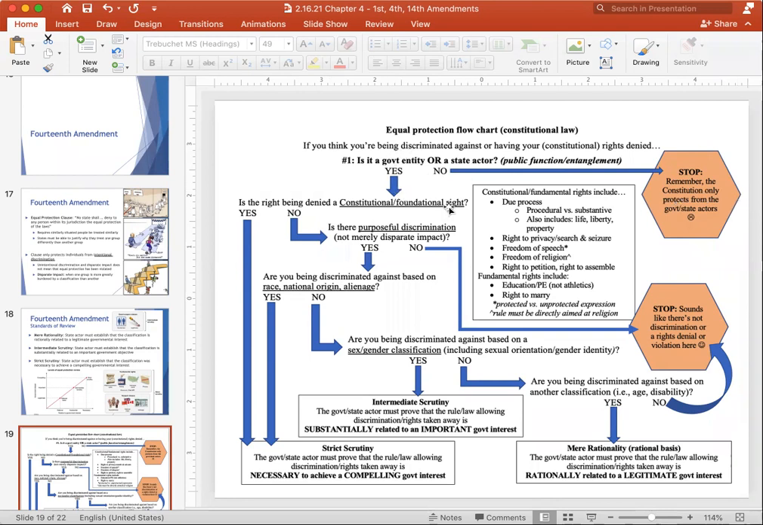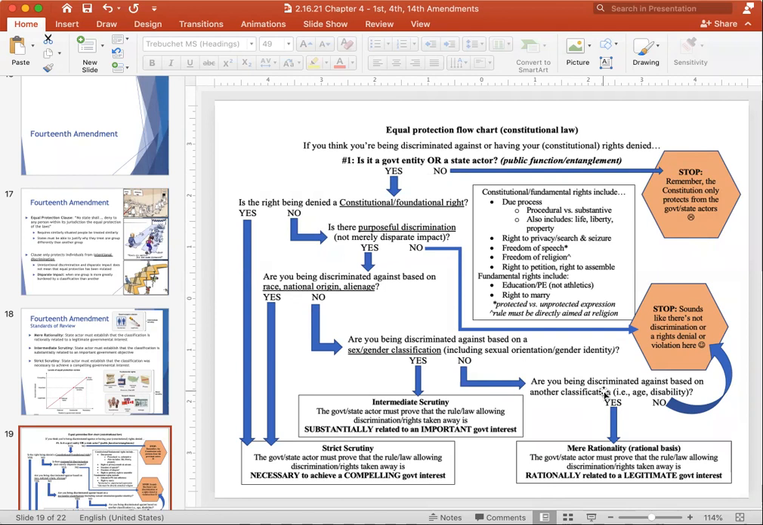But if they are, then you're going to look at, all right, what right was violated? If it was a fundamental right, then the courts will apply strict scrutiny. If it was not one of these fundamental rights, then we're going to look at, equal protection clause, is it purposeful discrimination or is it unintentional discrimination? If it's purposeful, we're going to look at who is discriminated against. If it's based on race, it's once again strict scrutiny. If it's not based on race, is it based on gender? Then it's intermediate scrutiny.